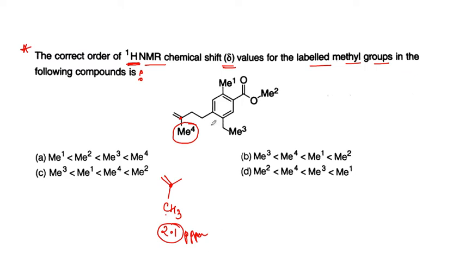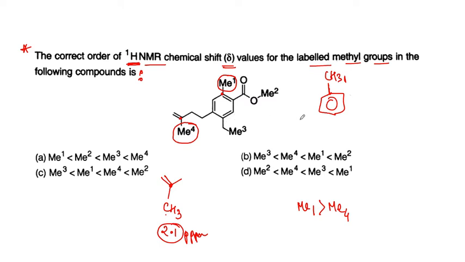Now the other one, the methyl proton over here. Also it is connected to the sp2 carbon, but the other thing that we have to consider is that it is connected to the aromatic ring. So definitely we can say that methyl 1 is going to have a greater de-shielding as compared to methyl 4. This is only one double bond and this is a complete aromatic ring.